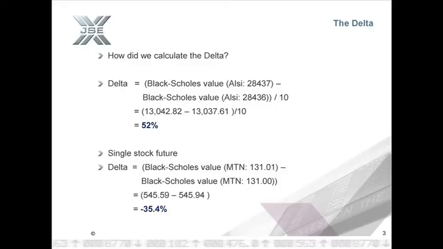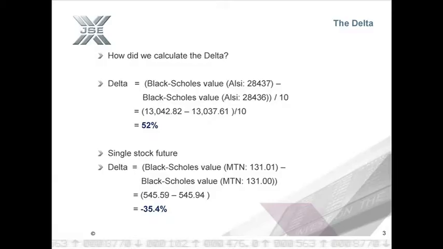Now, if we move on to the next slide, the question is, how did we calculate the delta? It's all fine and well. If you have the delta, you can calculate your price change of the option. But how did we get to the delta? Look at the equation. It's actually very, very simple. You know about the Black-Scholes equation to value options. So we say the delta equals the Black-Scholes value, where the Aussie is at 28,437, minus the Black-Scholes value, when the Aussie is at 28,436, divided by 10. So if you look at the premiums, we have a premium of 13,042 minus 13,037 divided by 10. That gives you 52%.